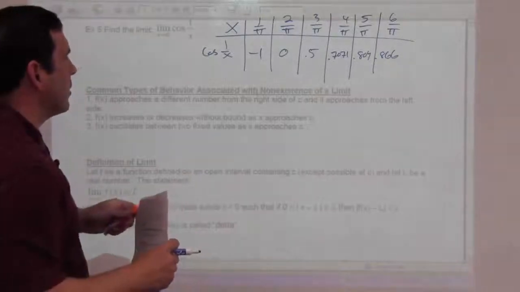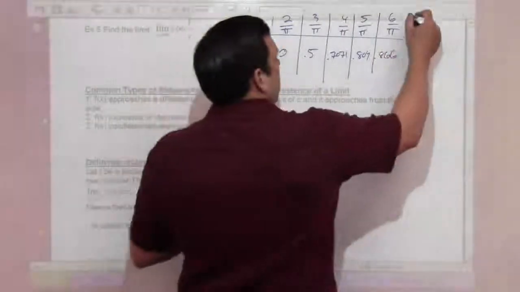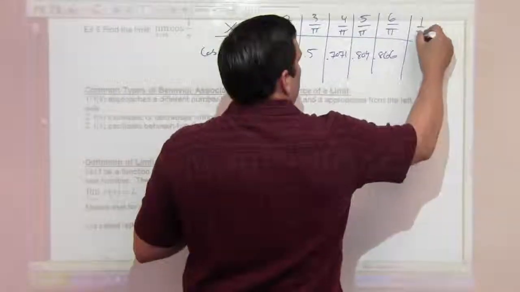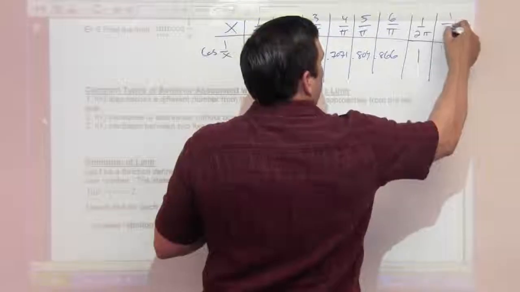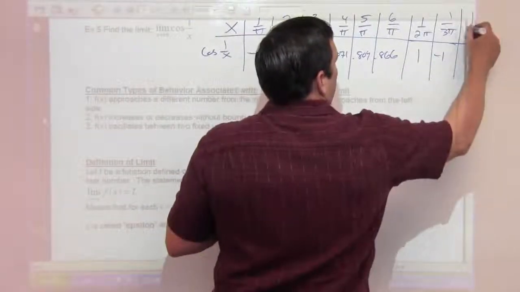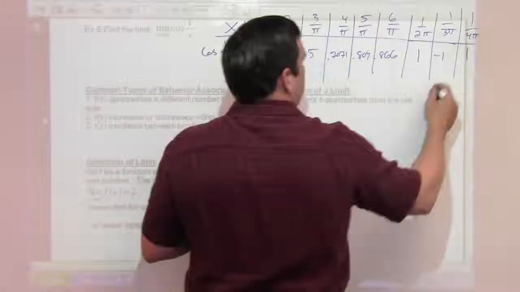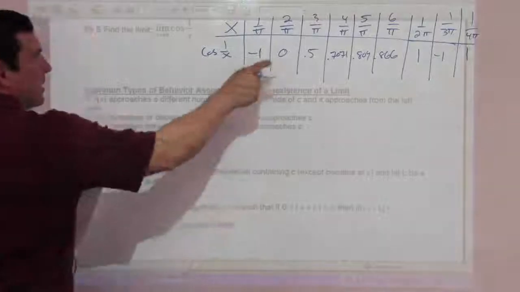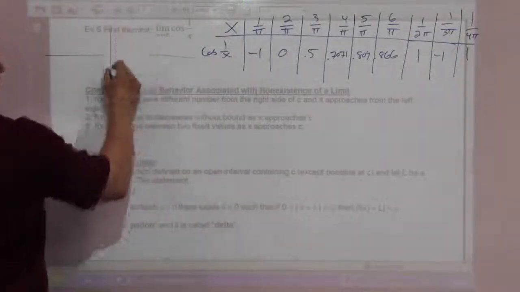If we want to go closer to 0, though, I mean, here we're seeing going closer to 0. What if we did 1 over 2 pi? That's 1. 1 over 3 pi, that's negative 1. 1 over 4 pi, that's going to be 1 again. So as we get closer and closer to 0, the graph is looking something like this.